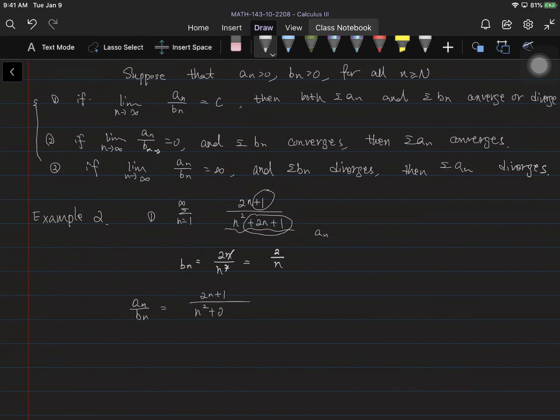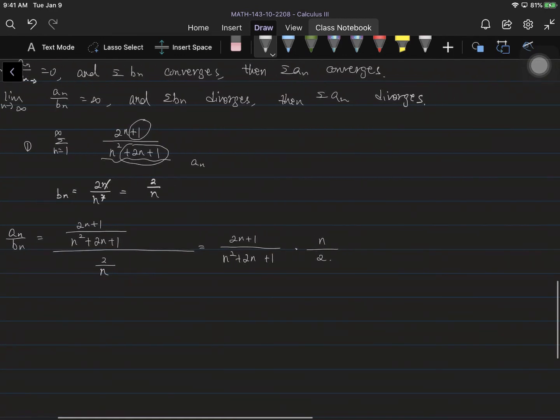N squared plus 2n plus 1. This is an, right? And divide by bn. We know bn is... And then we simplify. 2n plus 1 over n squared plus 2n plus 1 times n over 2. On the top, 2n plus 1 times n is 2n squared plus n. On the bottom, 2n squared plus 4n plus 2. Just multiply them together. And now find the limit of this one.